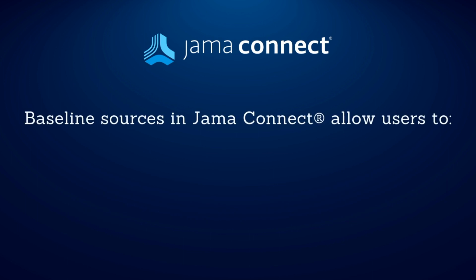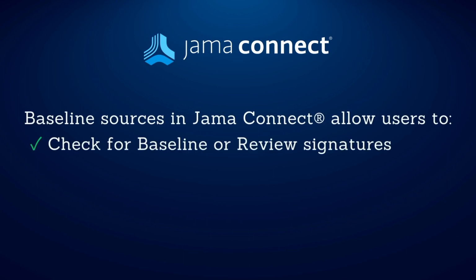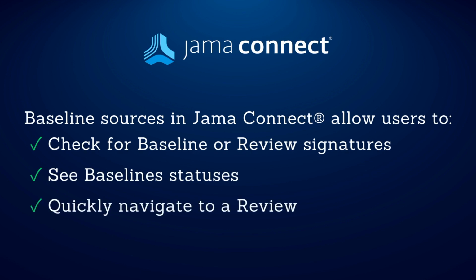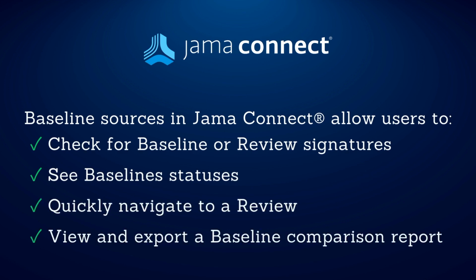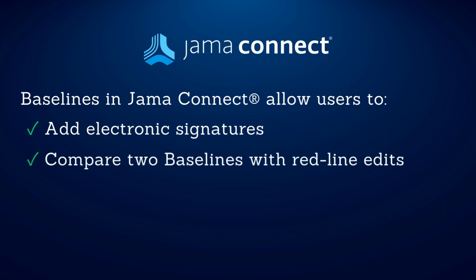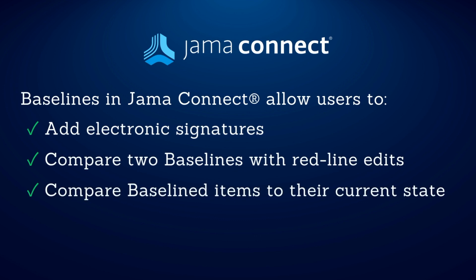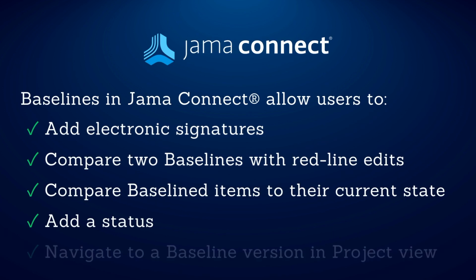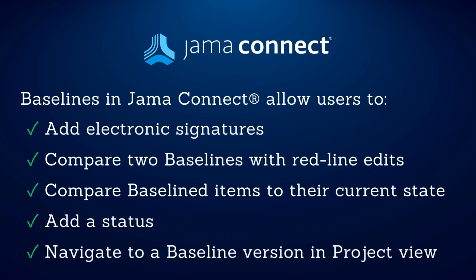With baseline sources, you can see if the baseline or review have signatures, see baseline statuses, quickly navigate to a review, or do a comparison summary between two baselines and export the redlined report. With baselines, you can add electronic signatures, compare two baselines with redline edits from within Jama Connect, compare items in your baseline to their current state in the project, add a status, navigate to the baseline version in the project view. So now let's get into the demo.